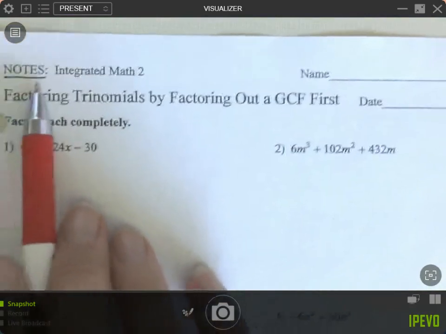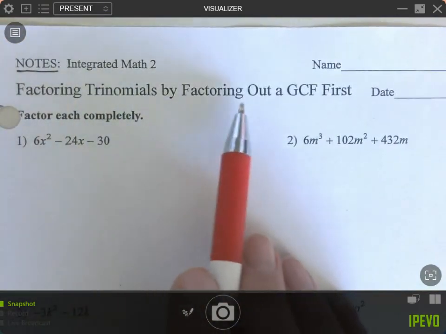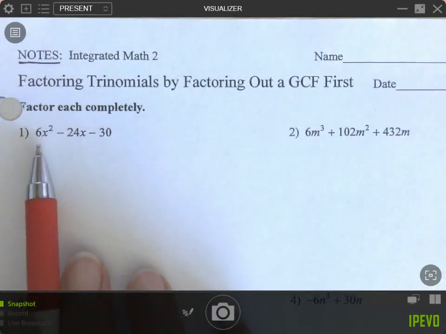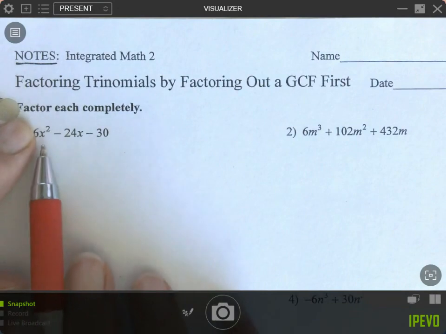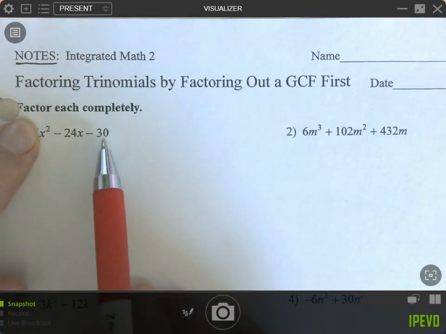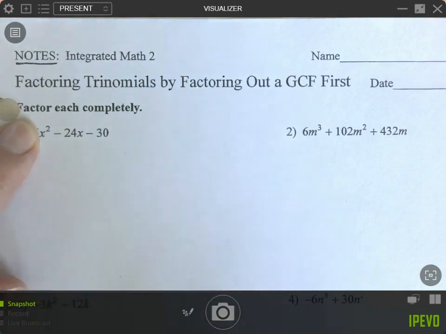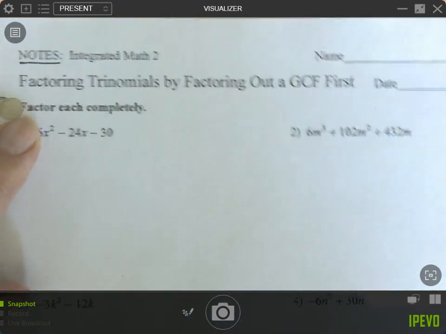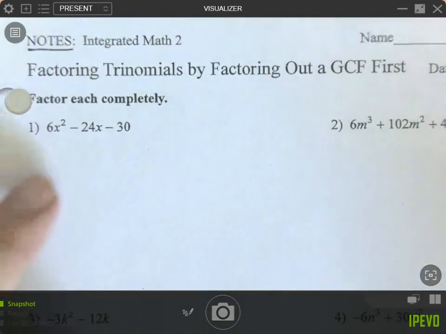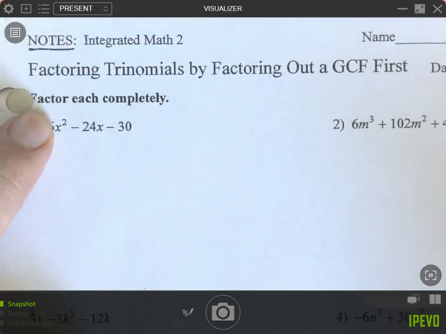So A56, and we are doing our notes on factoring trinomials by factoring out a GCF first. Here's what's different than what we've been working on. Normally when we had our trinomial, the leading coefficient was 1, and we just did reverse FOIL. And we found factors of negative 30 that added up to the middle number. Notice that's not going to happen here. Can we all agree on that? There are no factors of negative 30 that would add up to negative 24.